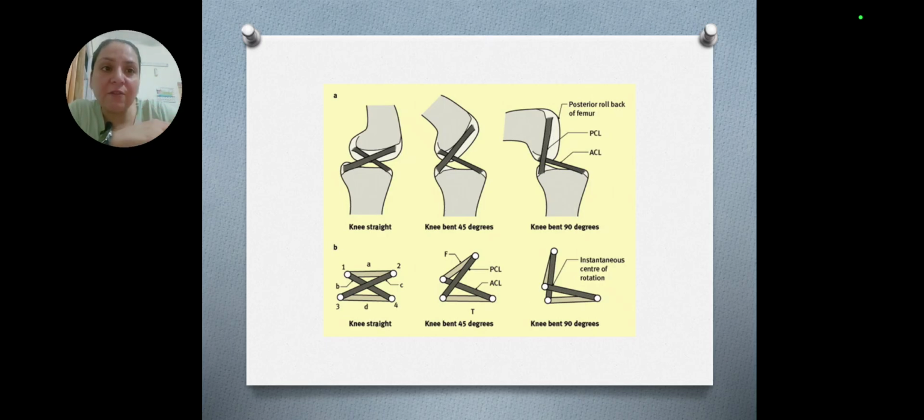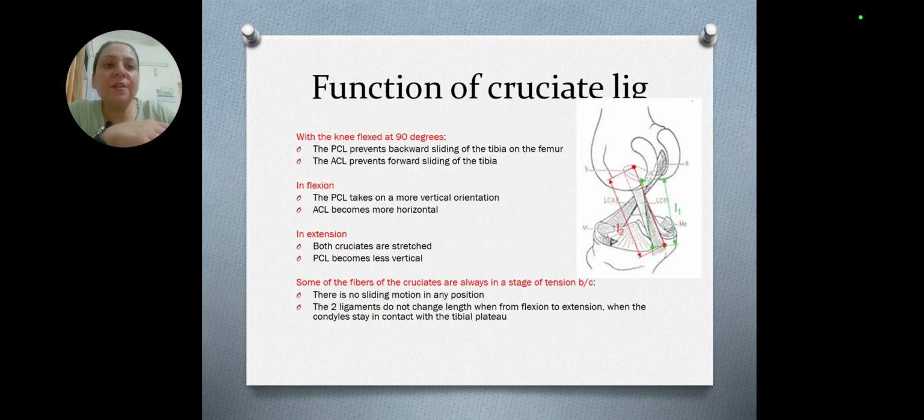It has started taking the vertical orientation, whereas the ACL has already been totally taut. Fine. And maximum taut at 90 degree. You can see maximum taut at 90 degree, whereas in 90 degree the PCL is also very taut in the vertical position. Fine. Let us read that slide now. So in extension, both the cruciates are stretched and PCL becomes less vertical, whereas in flexion the PCL is more vertical oriented and ACL becomes more horizontal orientation.